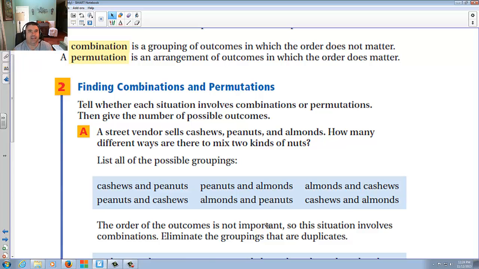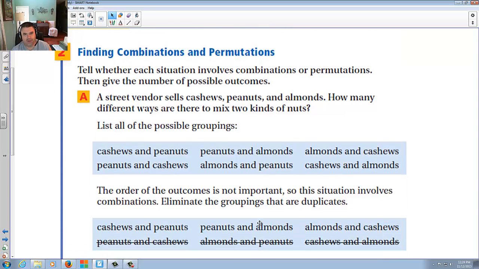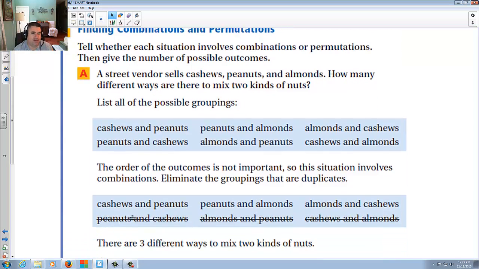But if the order of outcomes is not important, I can get rid of the ones that are simply duplicates. Here's what I mean. Notice where it says peanuts and cashews, and before I had cashews and peanuts. Well, it's still cashews and peanuts, or peanuts and cashews. We just flipped the title. They're still the same things.